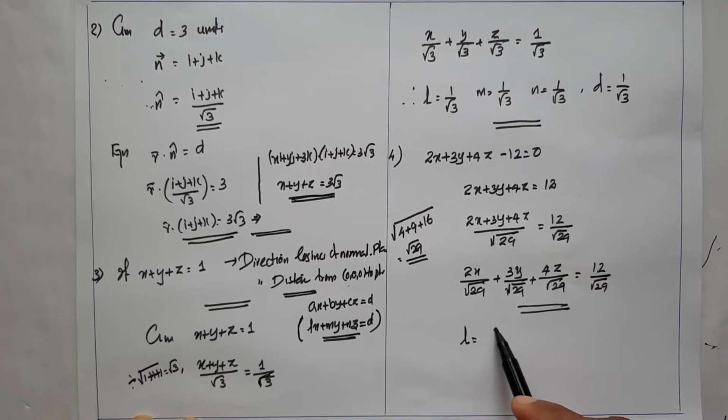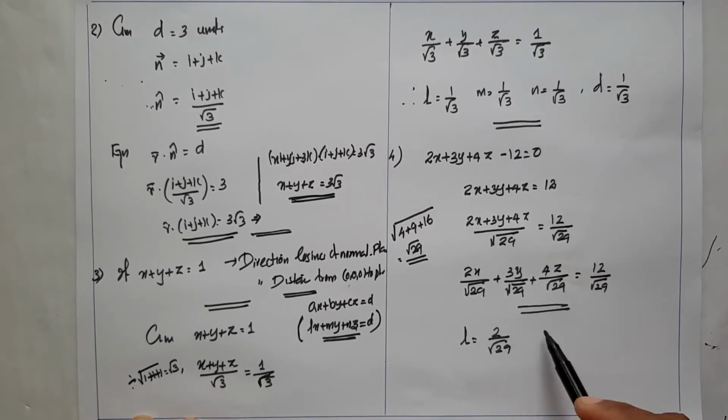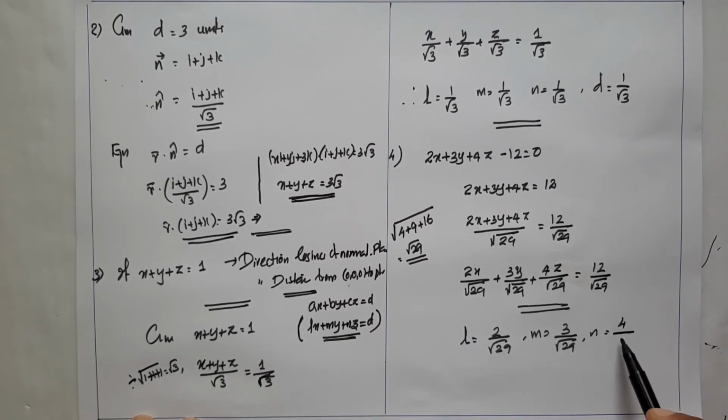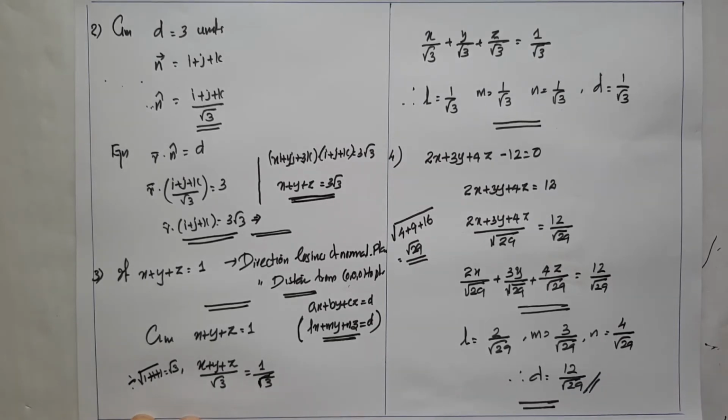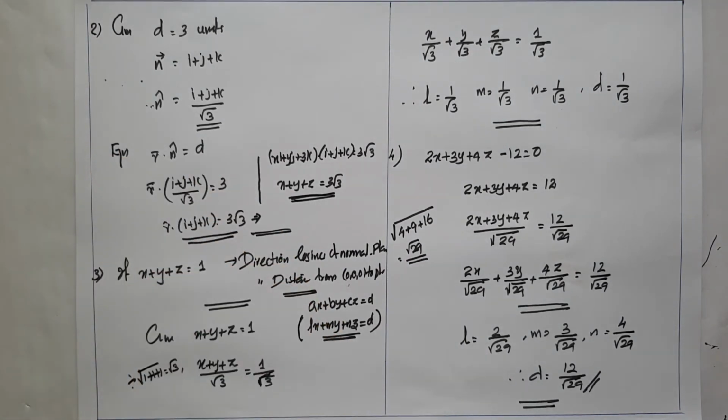Here l corresponds to 2 divided by root 29, m corresponds to 3 divided by root 29, and n corresponds to 4 divided by root 29, and also the distance from the origin to the plane is 12 divided by root 29. That's all. Okay, it's a normal form. From the general form to the normal form, first two questions are converted into normal form, and the last two questions are the final answer.